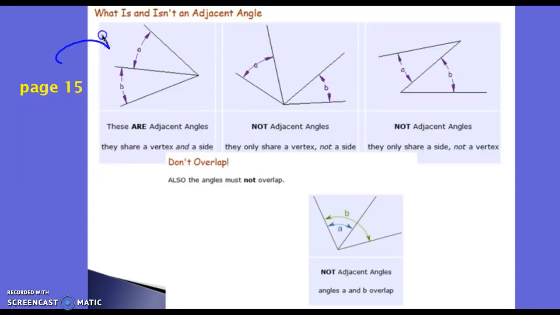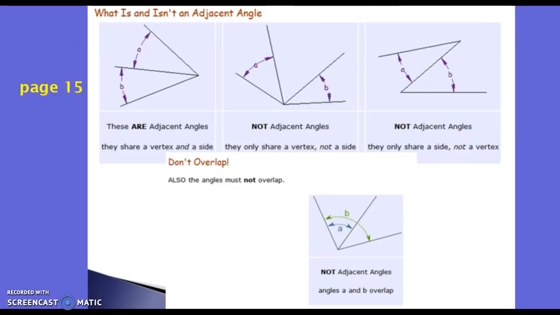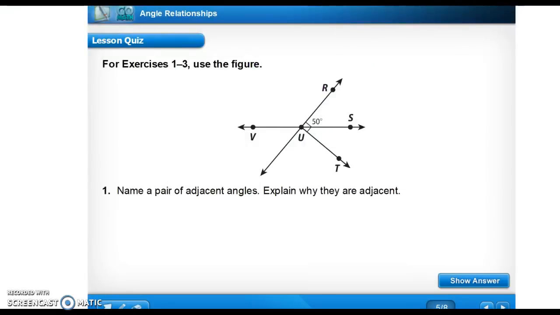So right here, these are examples of adjacent angles. There's the common vertex, there's the common side. They're not overlapping. This next example right here that I'm pointing to, they have a common vertex, but they do not share a common side. And the final example right here, they do not have a common vertex. Here's the vertex of this angle. Here's the vertex of this angle. So therefore, these two are not adjacent. This one is. Again, common side, common vertex. They don't overlap. Adjacent means next to.